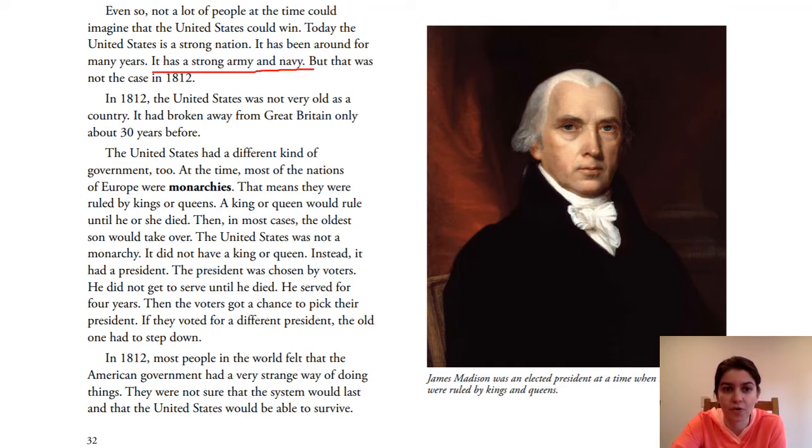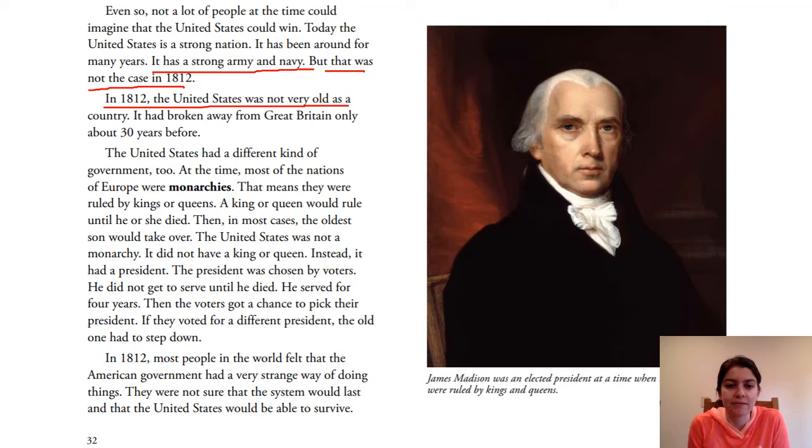Right now it has a strong army and navy, but that was not the case in 1812. It was not very old, right? But let's keep reading to find out how the U.S. was different from Great Britain in 1812.